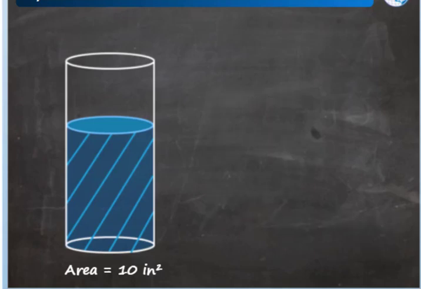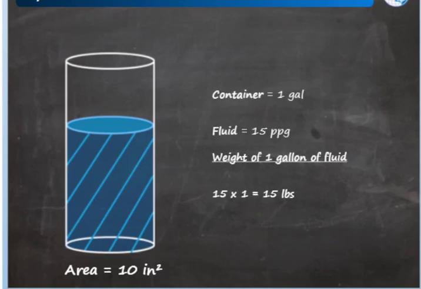If the 10 pounds per gallon fluid is replaced by a more dense fluid of 15 pounds per gallon, the weight of 1 gallon of this fluid would be 15 pounds. The pressure exerted on 10 square inches would be 15 divided by 10, which equals 1.5 psi.